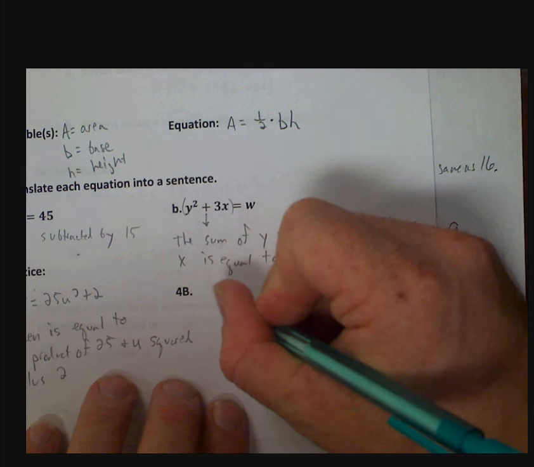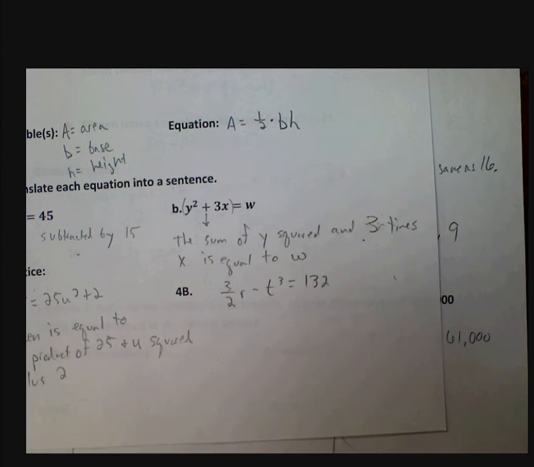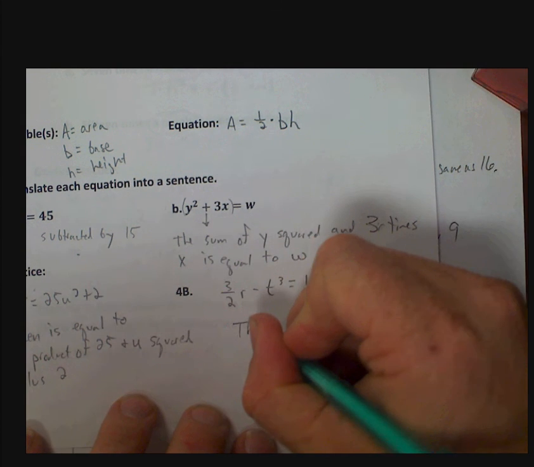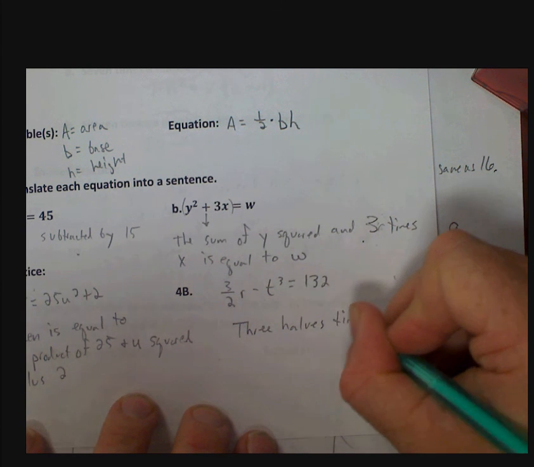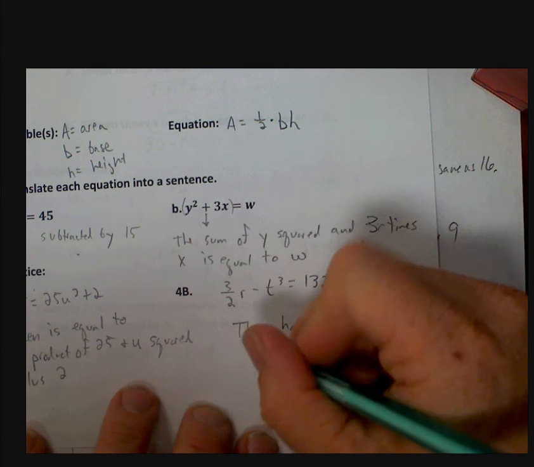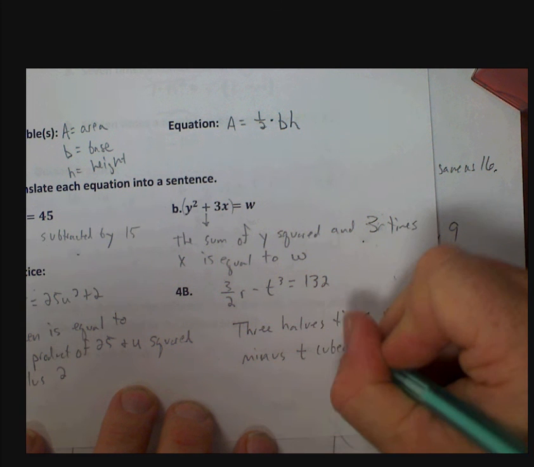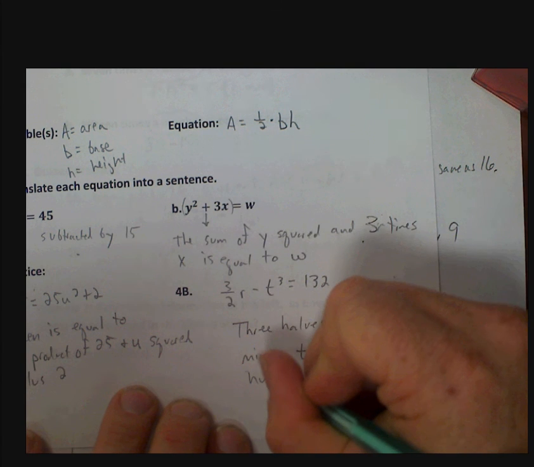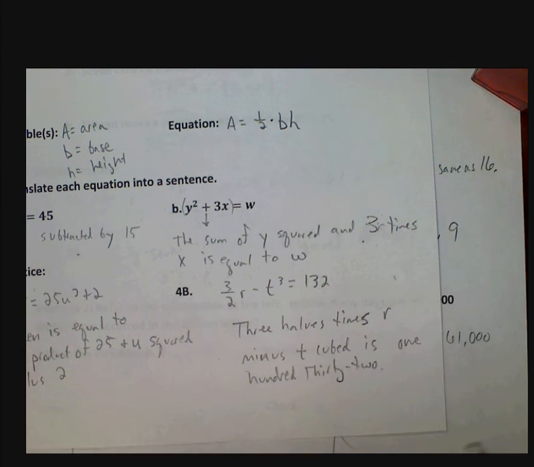4b would be 3 halves R minus t to the third equals 132. So pretty much how I say it is how we can write it. Go ahead and try. So we could have 3 halves times R minus t cubed is 132. That is a sample answer. And we are done.